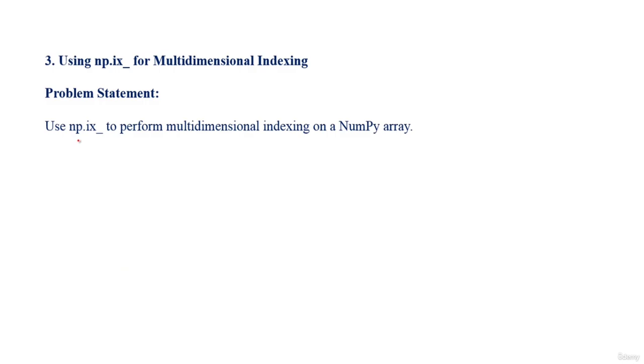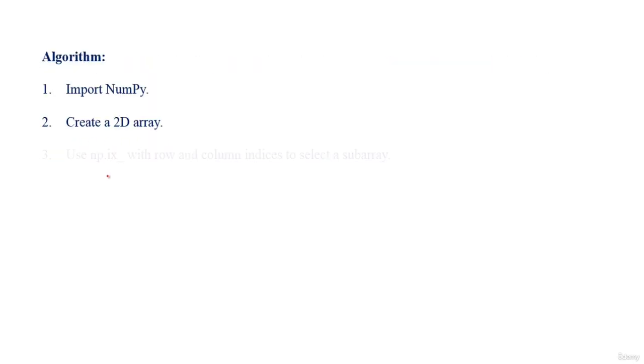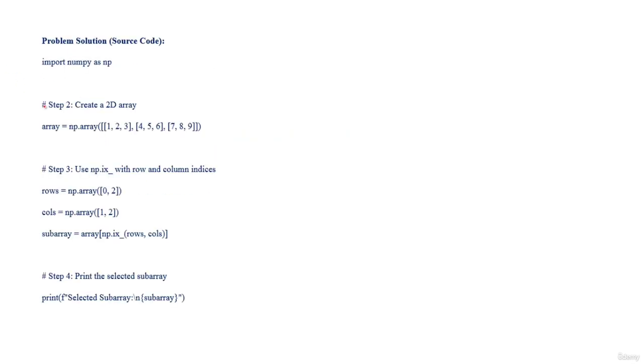Third problem statement is to use numpy.ix_ to perform multi-dimensional indexing on a NumPy array. Skills required and instructions you have to read. These are the steps for the algorithm, and this is actually the basic things that I am discussing with you. The ix_ method, you can see that. It takes some parameters for the rows and columns. So use this method with row and column indices. As you know, there is a two-dimensional array. I used to work with the ix_ method. So the selected sub array will be shown to the user.